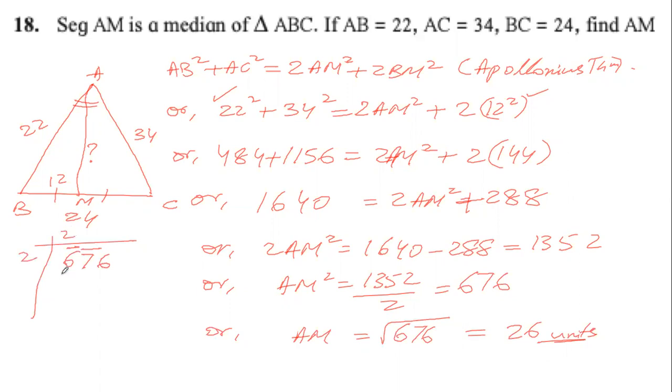2 2s are 4. When we subtract, we have 2, 7, 6 come down. Then 2 plus 2 is 4. Then we take 6 and 6. Then 6 into 46 is 276. So the answer is 26.